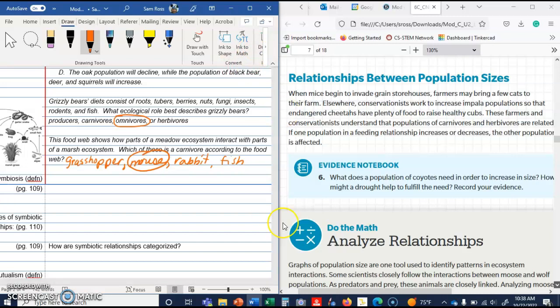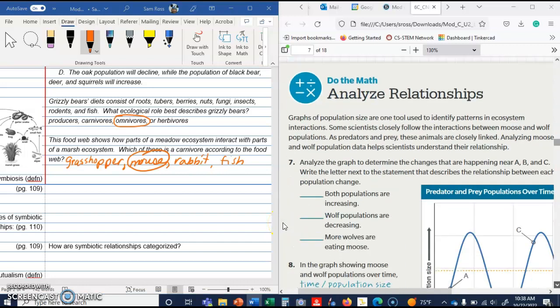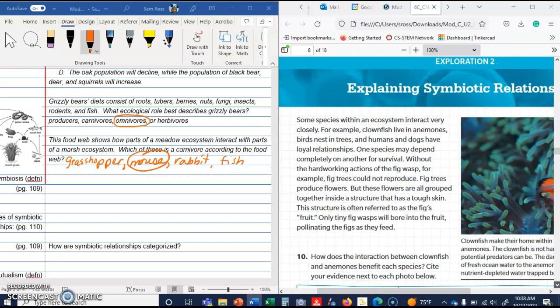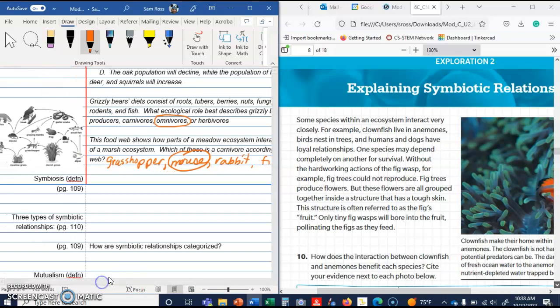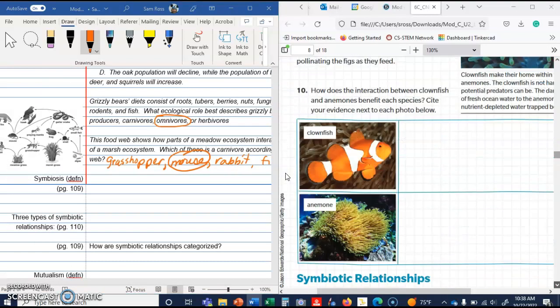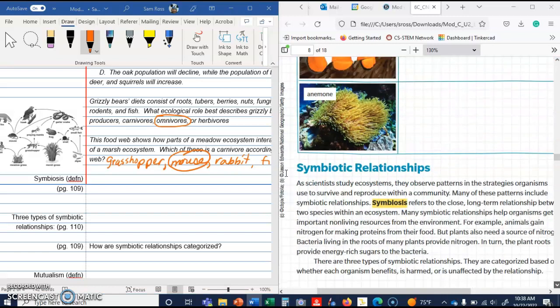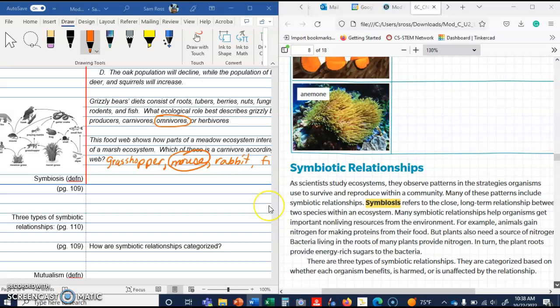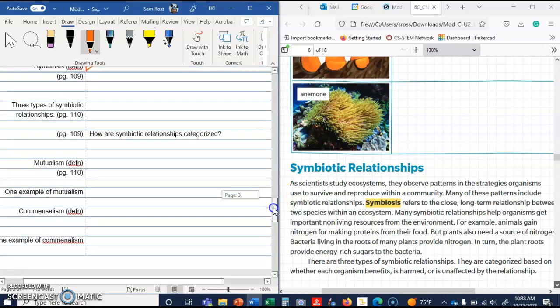We're going to go to 109. So if this is 108, we need to go one page. This is going to be 109. Okay, so the definition of symbiosis, let's see if we can find it. There we go, right there, it's highlighted: it refers to the close and long-term relationship between two species in an ecosystem. So you would write that there. And then we continue to scroll.